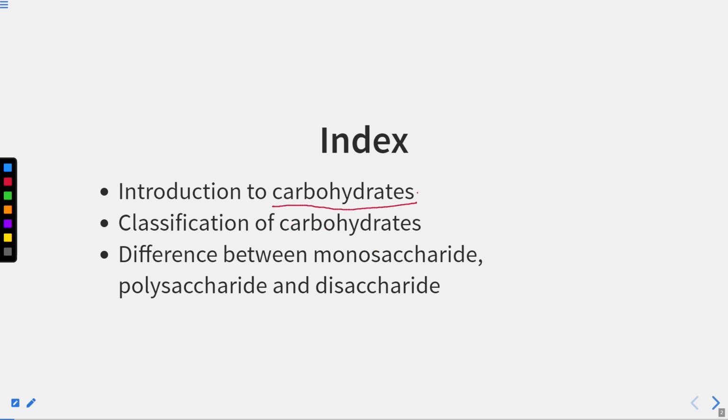So what are carbohydrates, that we are going to understand in this topic, and there will be the classification of carbohydrates. Then we will also study the difference between monosaccharides, polysaccharides and disaccharides. So these are the different types. Once you understand the classification, you will come to know that there are three different types, depending upon the number of monomers: the monosaccharide, the polysaccharide and the disaccharide. This difference we are going to see in this particular topic.